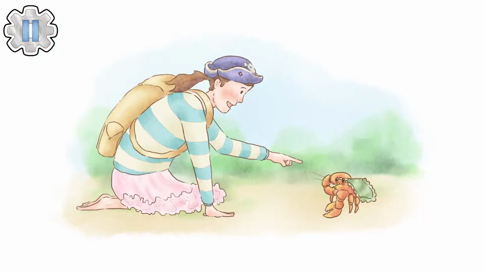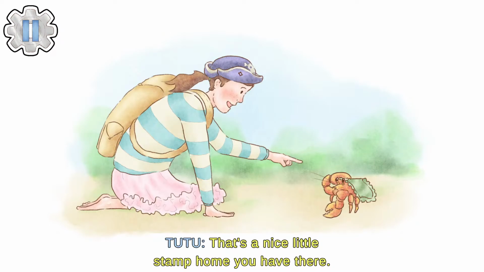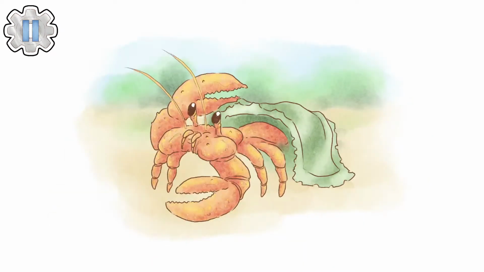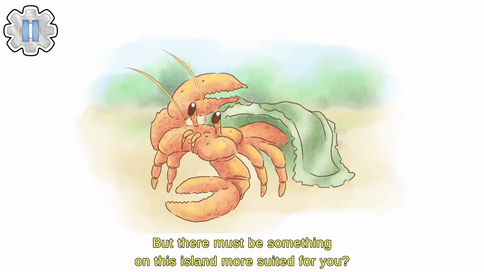Captain Tutu sits on her knees and leans towards the hermit crab. That's a nice little stamp home you have there. The hermit crab is orange with a stamp draped on its back. But there must be something on this island more suited for you.